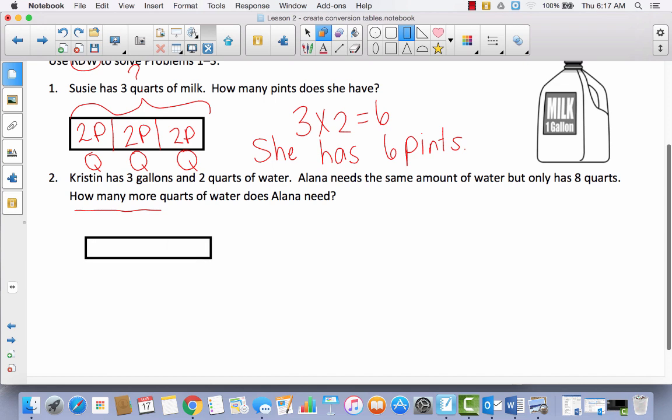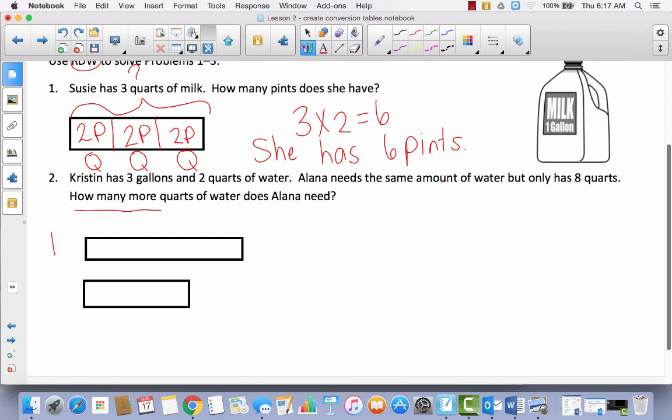So it sounds like Kristen has more. So I'm going to draw Kristen's tape diagram bigger than Alana's. And then I'm going to go ahead and label. I'm going to put K here for Kristen, and I'm going to put A here for Alana. Now, this is gallons and quarts, okay? And then I have quarts, and then I have quarts.